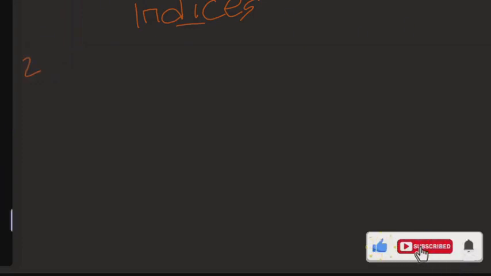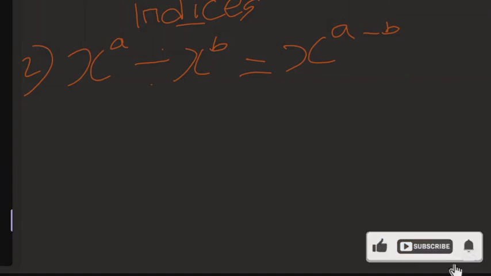The next law says, if we have a division, so let's say we have x raised to the power of a divided by x raised to the power of b. This is the division law. It states that when we have the same base, we pick one of the bases and then we subtract the powers. So all we need to do is pick one of the bases and subtract the powers. It's as simple as that.